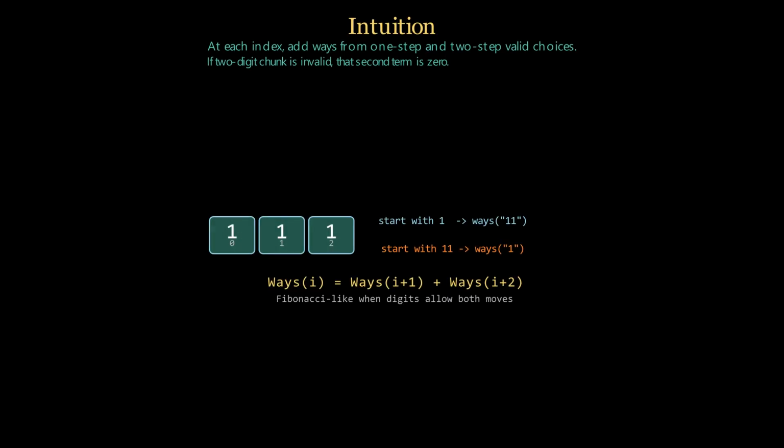For 111, you can take 1 digit first and leave 11, or take 2 digits first and leave 1. So the count adds 2 subcounts, which is the Fibonacci-style recurrence. The only adjustment is validation. When a 2-digit pair is invalid, that branch contributes 0.